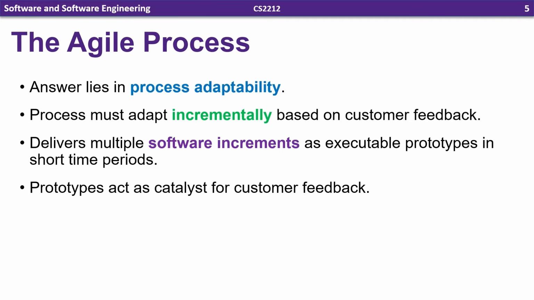Another big part of the Agile process is the rapid development of software increments as executable prototypes, usually within 2 to 6 week periods. And these prototypes are important because they act as a catalyst for customer feedback. Customers don't always know what they want in the requirements gathering phase, and when they actually have something in front of them, it helps them understand what their real requirements are, what they actually like or don't like about the software. So getting that feedback often and frequently as you go can help to deal with changes.